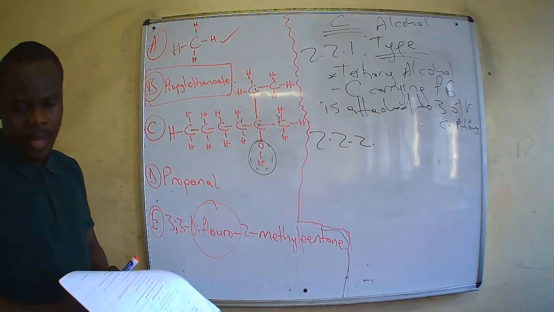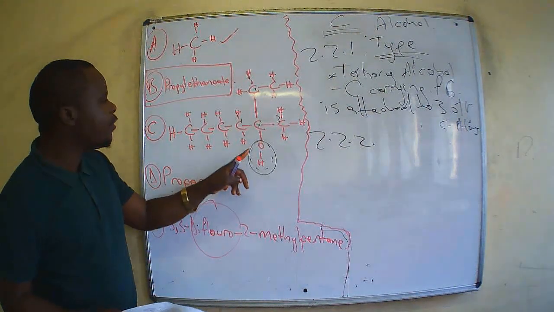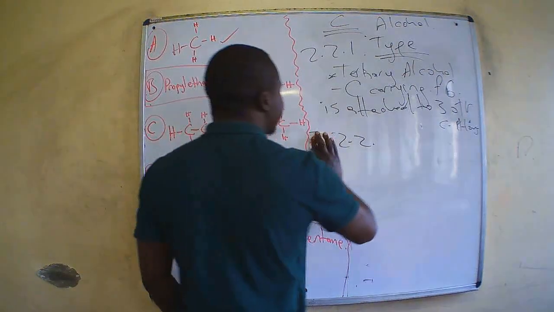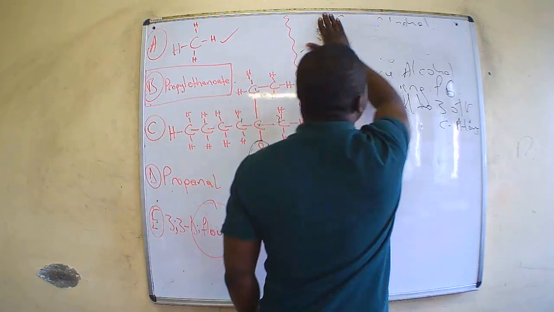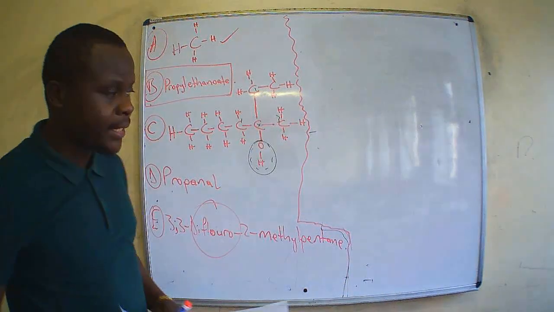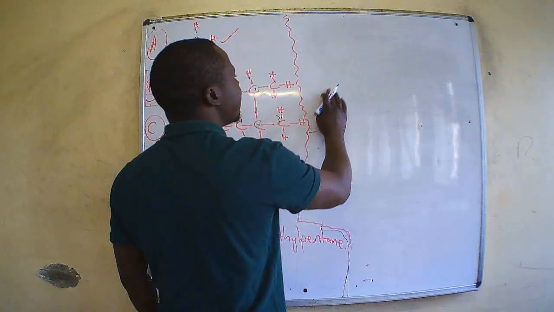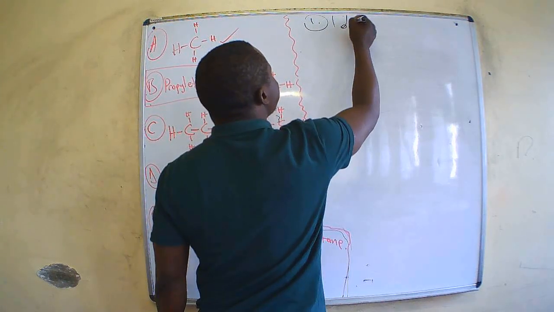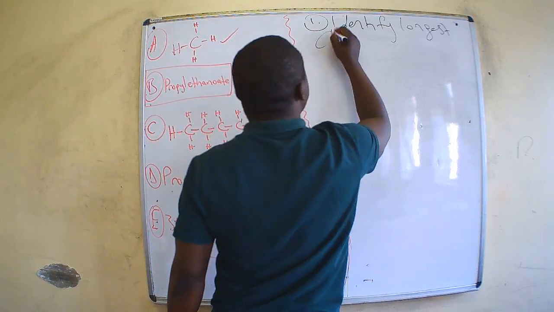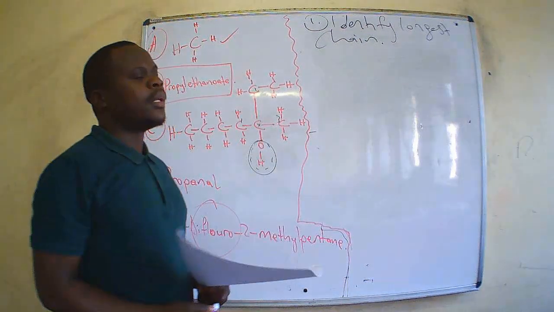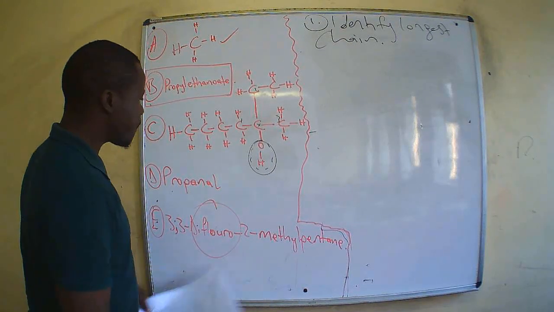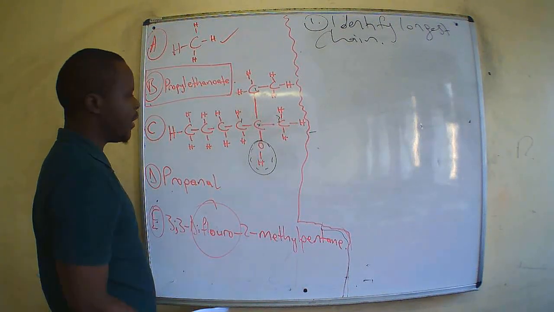So, how do we give names to alcohols? Let us understand how we give names to alcohols. The nomenclature says that step number one is to identify the longest chain. So let us look at this molecule that we have here.